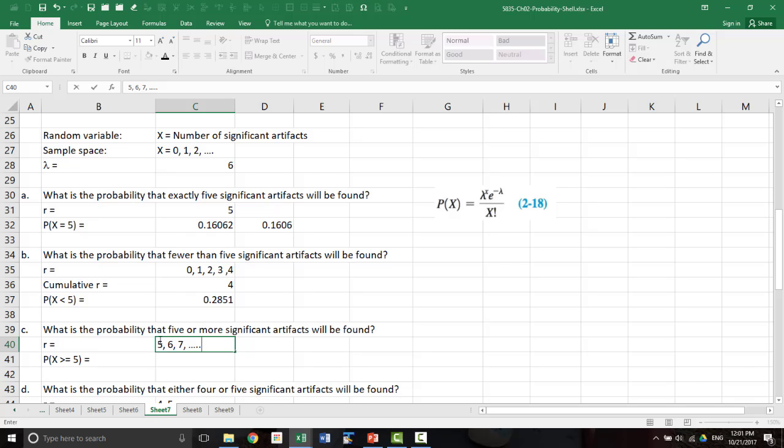So the only way we can get this probability is to find the probability on the opposite side and then subtract the sum of that from 1. So we already have that probability right here. Probability 0 through 4. So 5 or more will be simply 1 minus that probability.